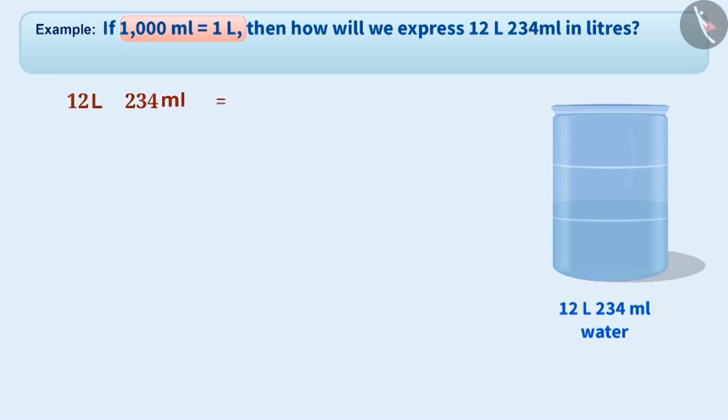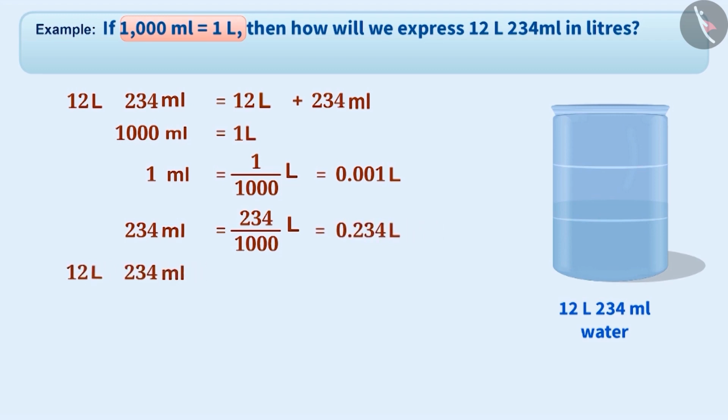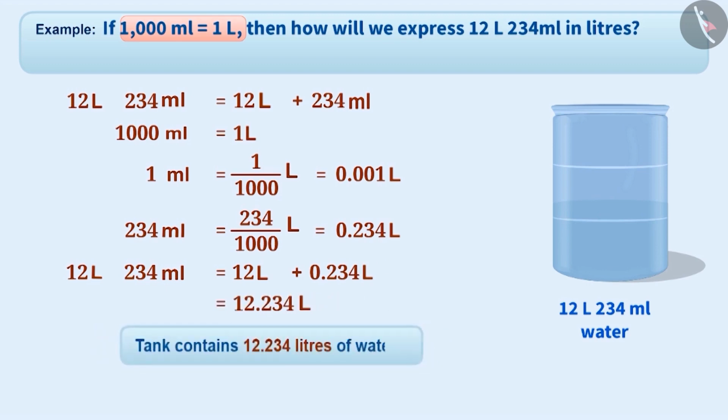Here, 12 liters 234 milliliters is equal to 12 liters plus 234 milliliters. Since 1000 milliliters is equal to 1 liter, 1 milliliter is equal to 1 by 1000 liters, that is 0.001 liters. Similarly, 234 milliliters is equal to 234 divided by 1000, which is 0.234 liters. Therefore, 12 liters 234 milliliters is equal to 12 liters plus 0.234 liters, that is 12.234 liters. Thus, we say that the tank contains 12.234 liters of water.